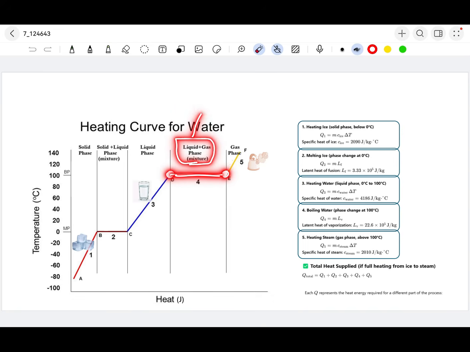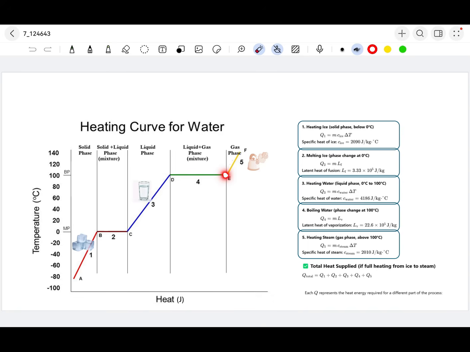Phase change means latent heat, so we have to remember this in step 4. Whatever the heat energy given in this process is only used for the phase change. So m into Lv, where Lv means latent heat of vaporization, that is 22.6 times 10 to the power of 5 joule per kg. That's it, step 4 is finished.